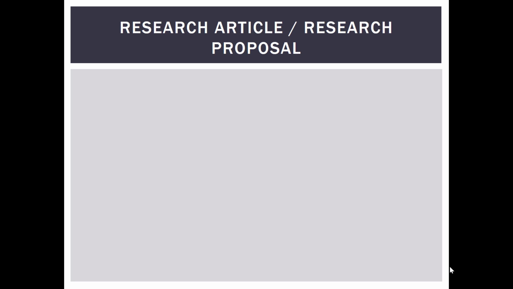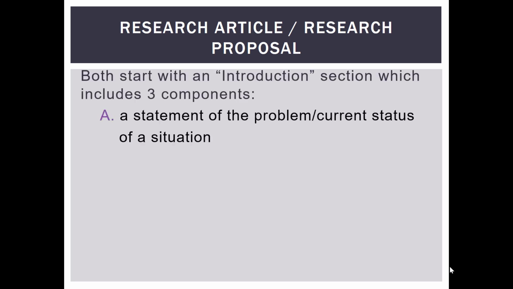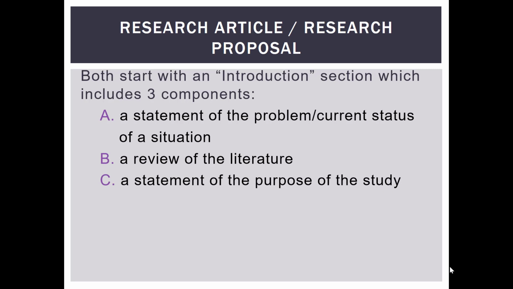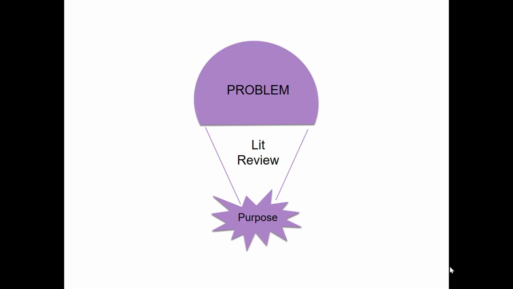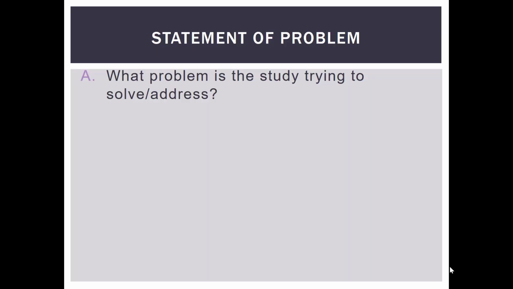Let's look at the research article / research proposal in discrete steps. Both start with an introduction section, which includes 3 components. First, a statement of the problem or a current status of a situation. Second, a review of related literature. Third, a statement of the purpose of the study. And these are recursive, and your purpose here is to anchor and start to funnel down so that we've got your problem, related literature, clearly anchoring to the purpose of the study you wish to undertake.